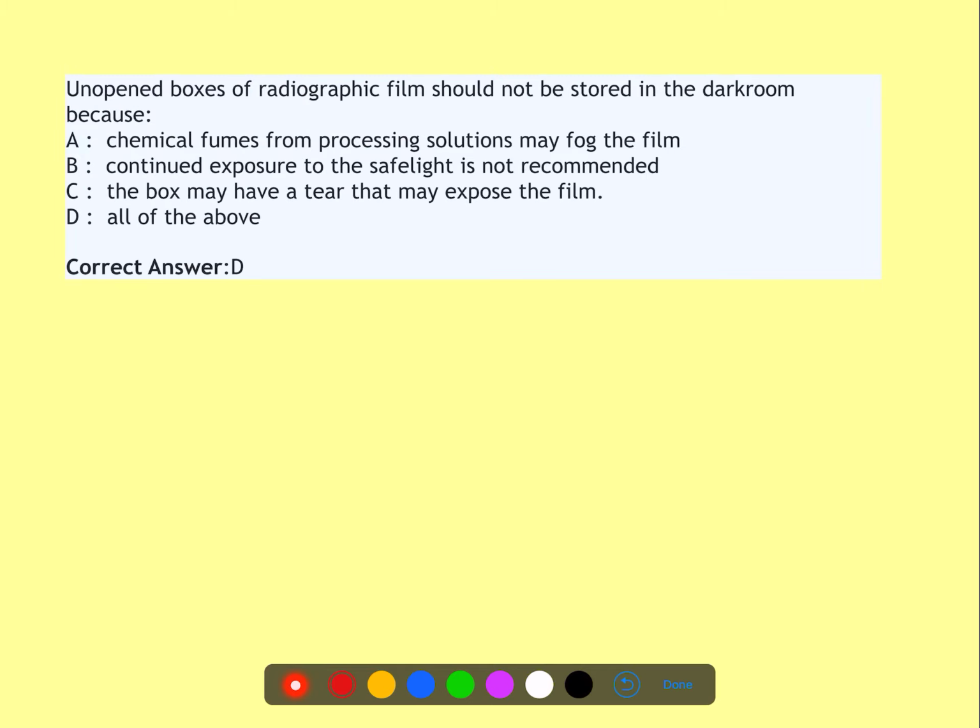Unopened boxes of radiographic film should not be stored in the dark room. So radiographic films are never stored in the dark room. Why? Because chemical fumes from the processing solutions will fog the film, and even continuous safe light exposure should not be recommended, because sometimes the box may be a little open or have a tear that may expose the film. So these are the three things which show that radiographic film should not be stored in the dark room. So the option is all of the above.